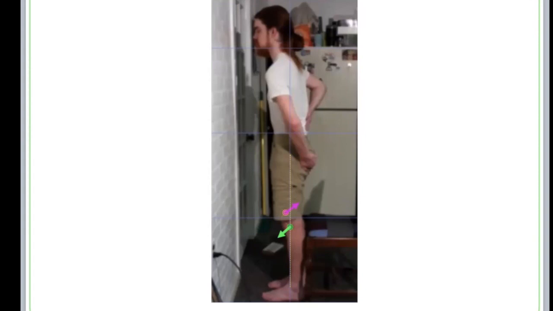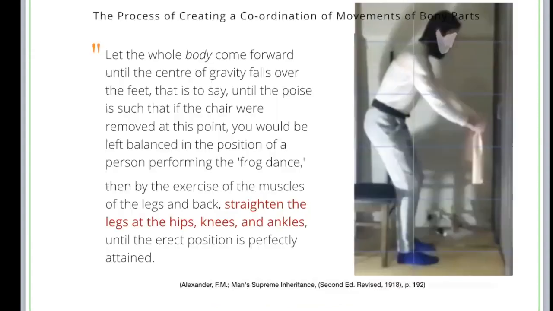The idea is to narrate the movement we can see, and the idea is to start analyzing the whole gesture through the movements of different parts. What does it mean to rise, as Alexander was explaining, with this exercise of the muscles of the legs and back, straighten the legs at the hips, knees, and ankle? What do we mean by that? What do we mean by an erect position perfectly attained?